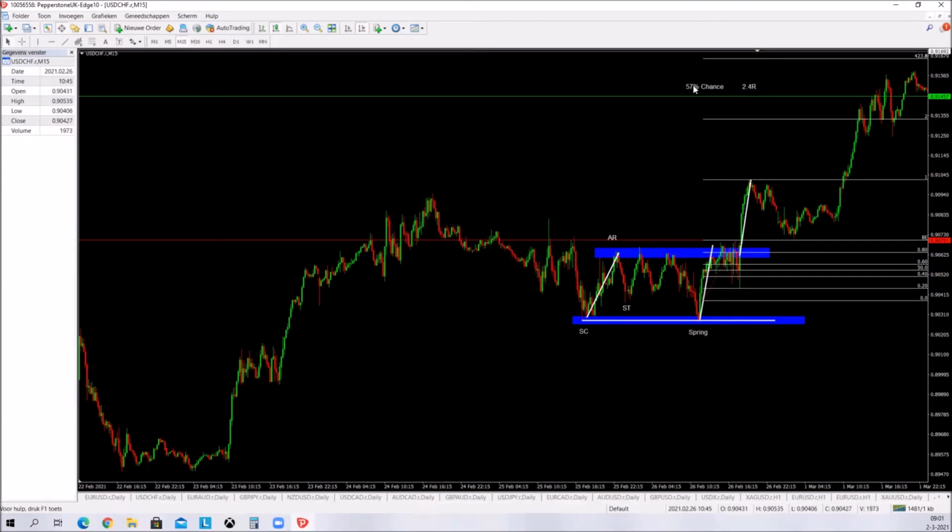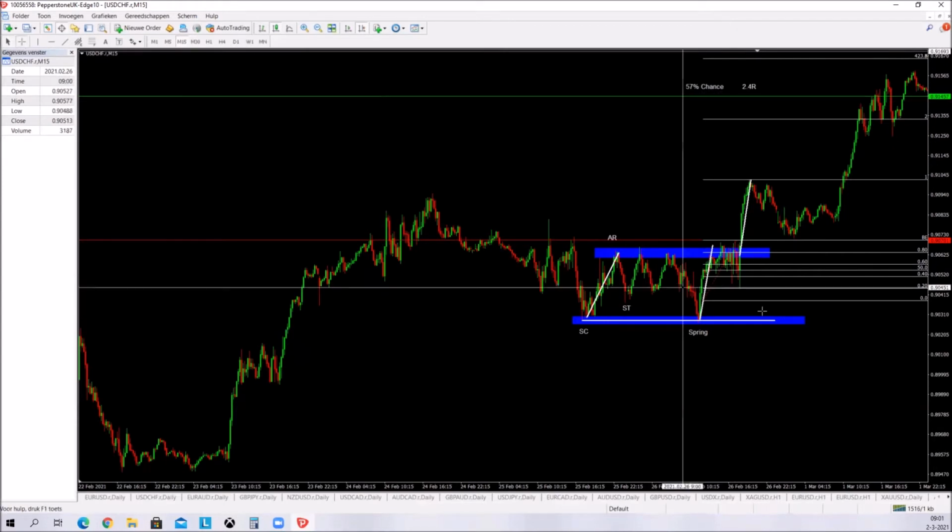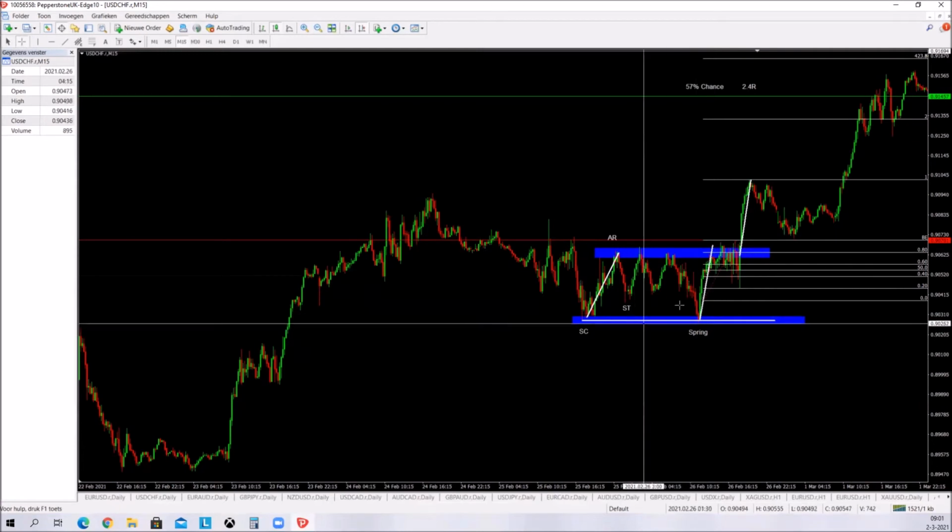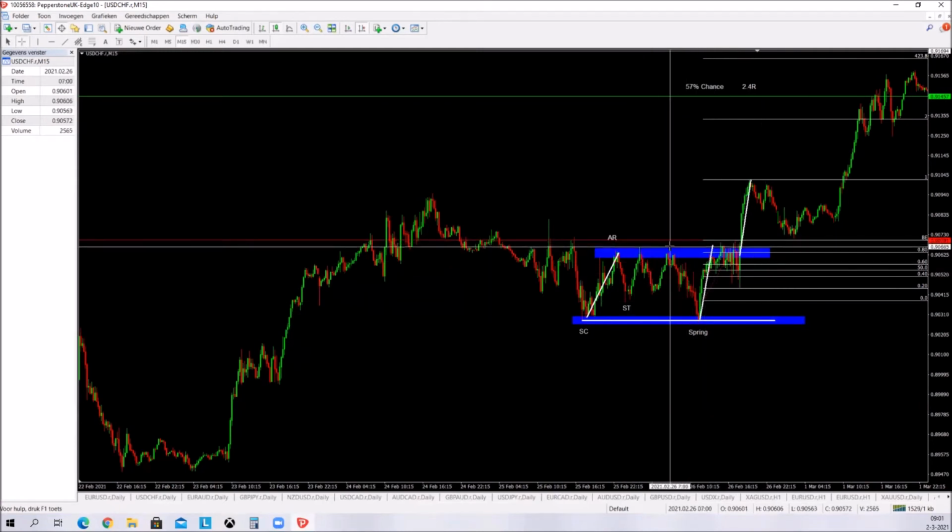So that's quite a decent edge. There's a 57% chance of making 2.4 R. Unfortunately, no fill, as you can see, but this is a very clear setup. So the statistics are in my favor. There's a very clear reaccumulation pattern, a very clear range forming. Look at how many touches this level gets. It's a very clear level.